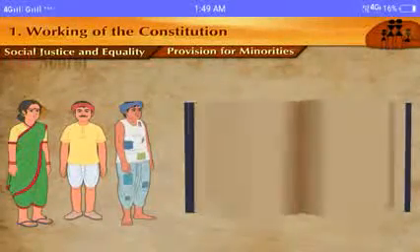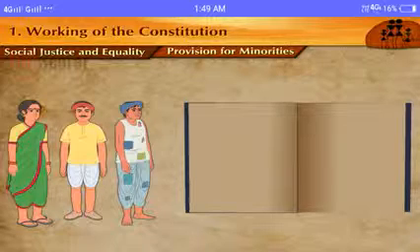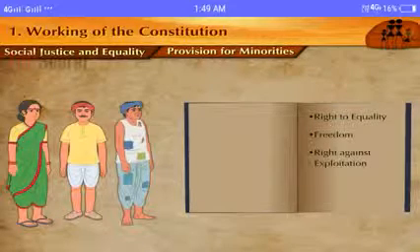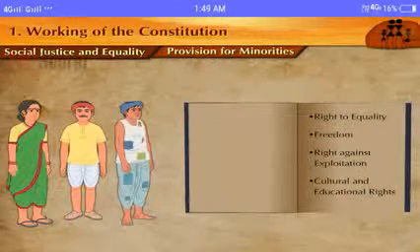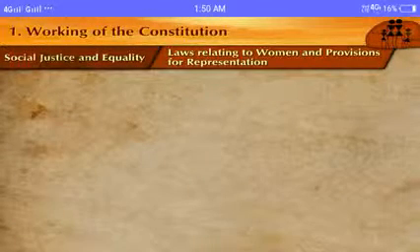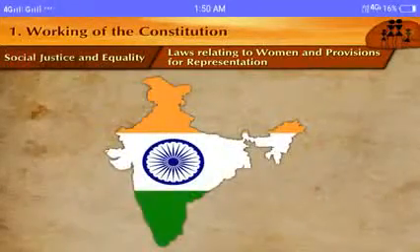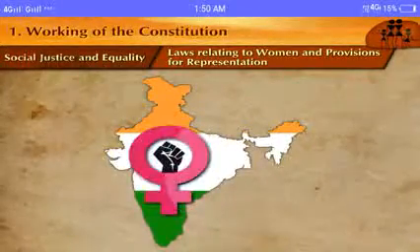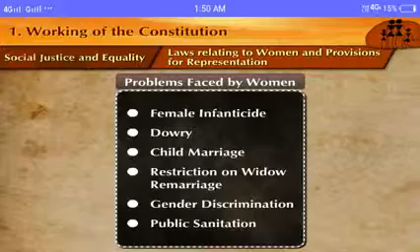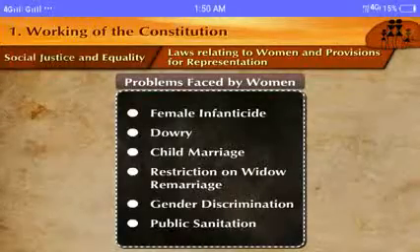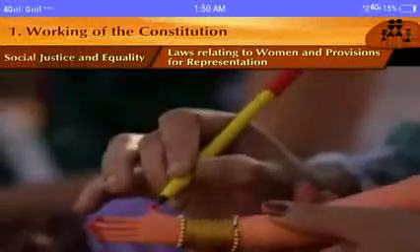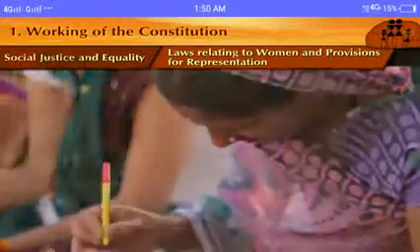The comprehensive provisions for minorities introduced in the Constitution fundamentally protected their right to equality, freedom, right against exploitation, and cultural and educational rights. Laws relating to women and provisions for representation. During the post-independence period, efforts were made for women empowerment. Taking into consideration numerous problems faced by women, several policies had been adopted at national and international levels to eradicate illiteracy among women and make available various opportunities for their development.